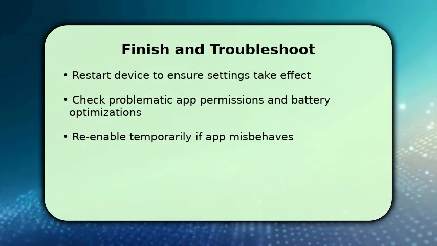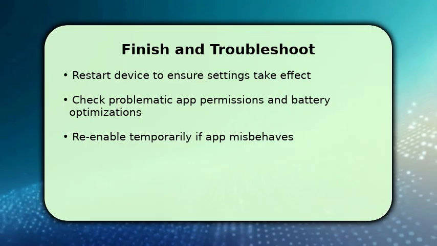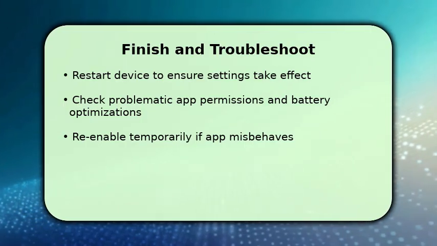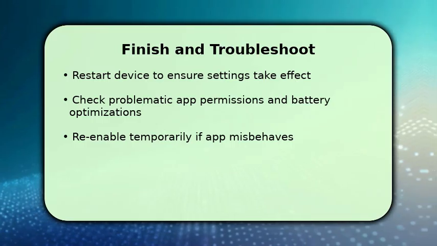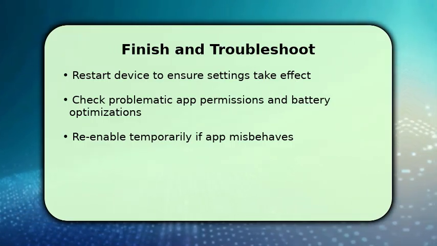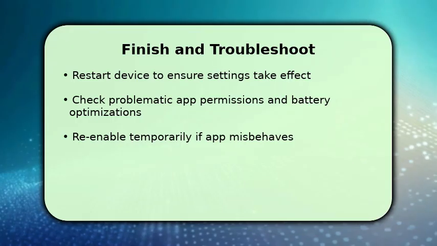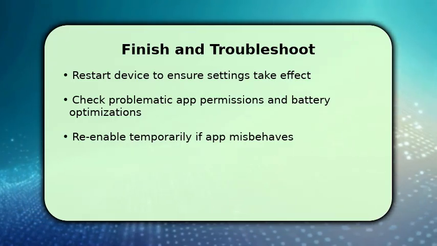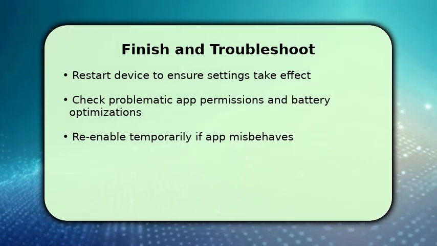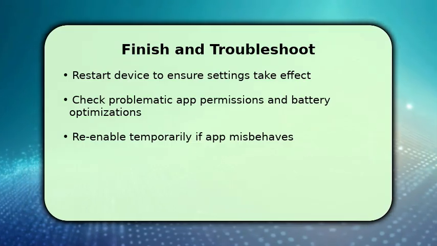Finish by restarting your device to ensure the new settings take hold. This clears lingering processes and confirms changes. If an app still refreshes, double-check its in-app settings and permissions and inspect battery optimization exclusions that may override system toggles. Once done, monitor battery and data usage for a day.